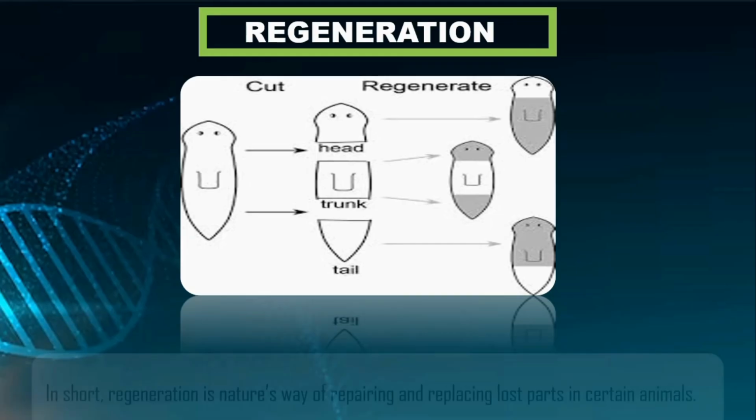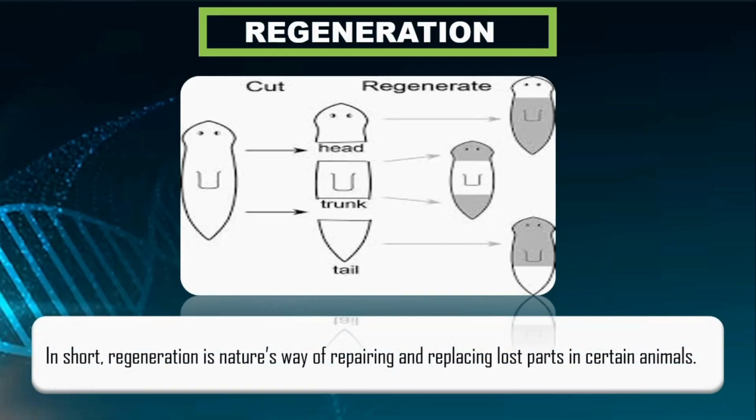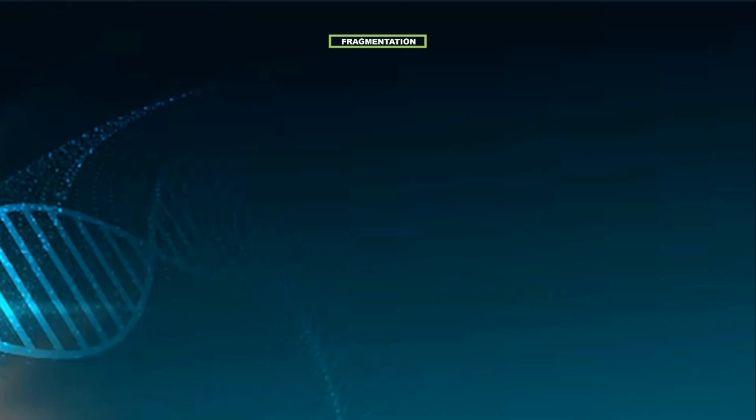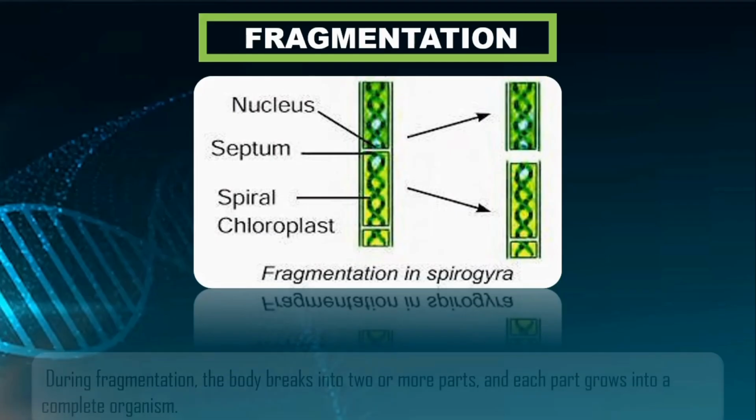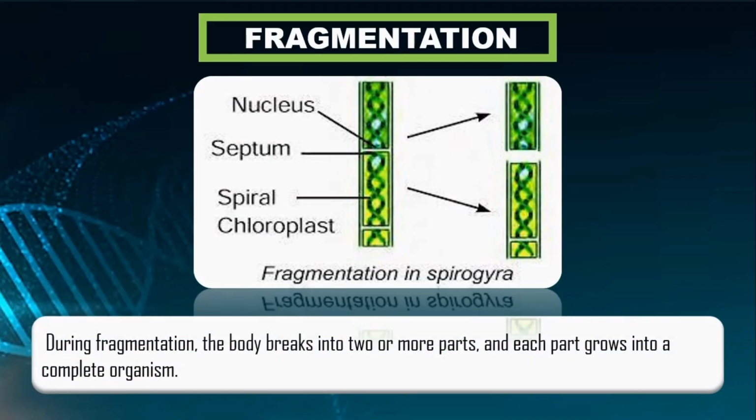In short, regeneration is nature's way of repairing and replacing lost parts in certain animals. Next, during fragmentation, the body breaks into two or more parts and each part grows into a complete organism. This is basically seen in Spirogyra.